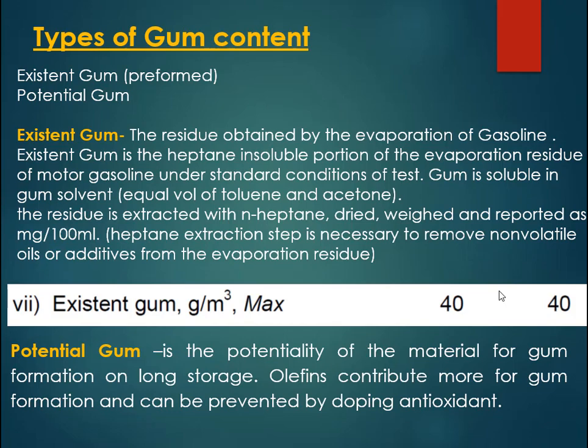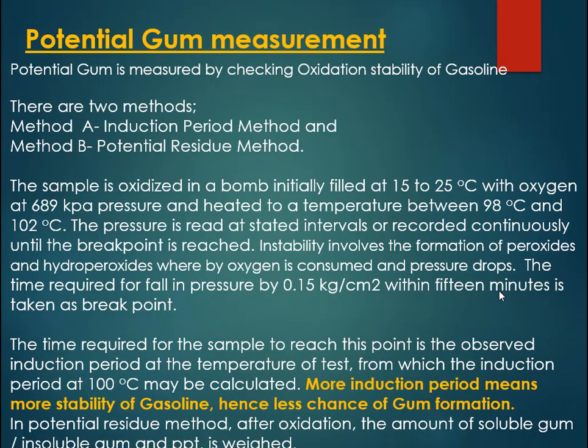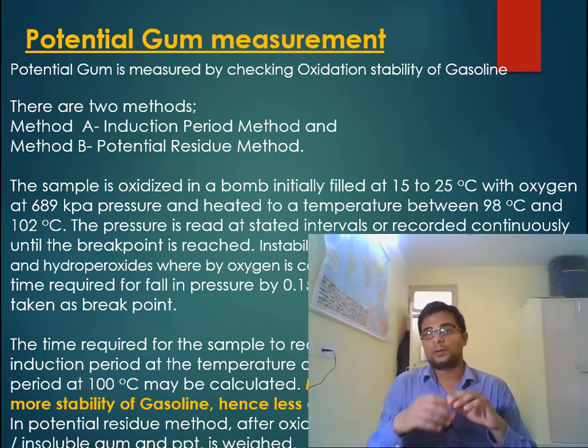So whether it will form gum in the carburetor or car engine or not, we have to check right now, because I am going to sell my petrol. One check will be on existent gum: how much gum is available right now, as I have just manufactured it. Another check is how much potential it has to form gum during storage. So how will we check? We need to measure the potential gum of gasoline.